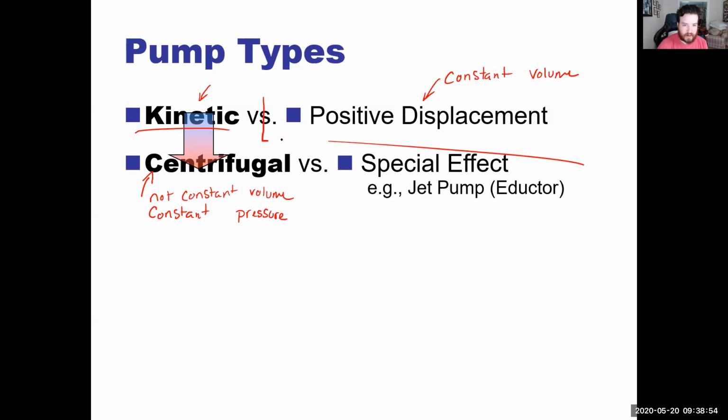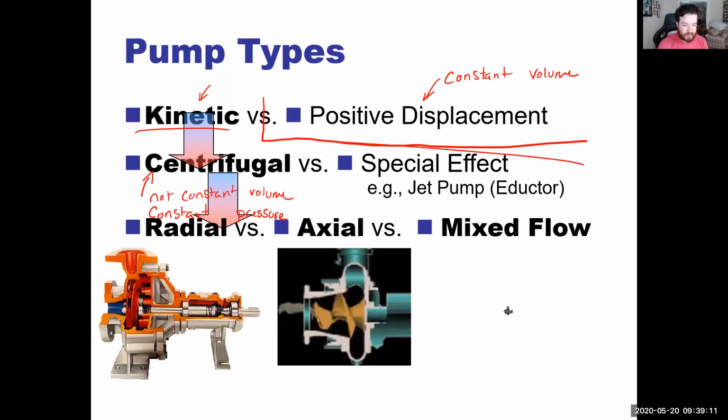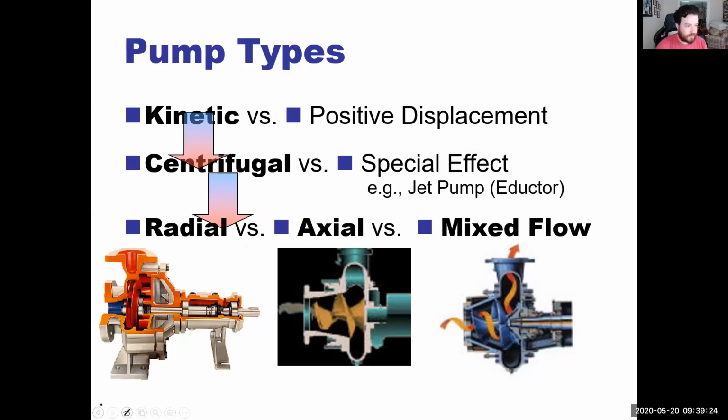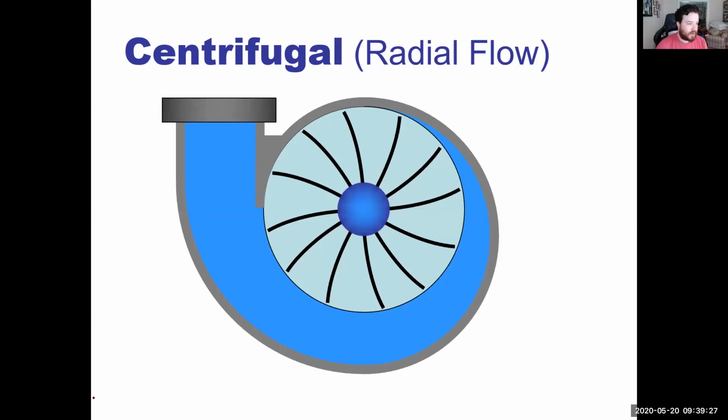Remember, we're in the kinetic area right here. So centrifugal is a kinetic pump, and special effect pumps, ejectors, all that are kinetic pumps. Inside the centrifugal area, we have radial, axial, and mixed flow. So this is a radial flow, and we have the parts of the impeller.